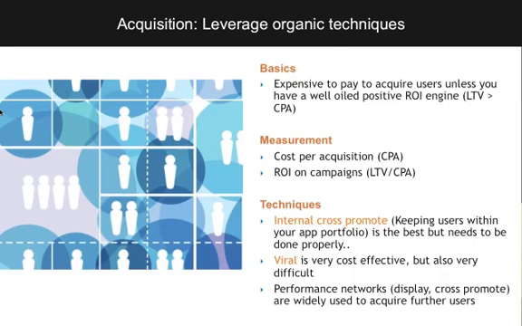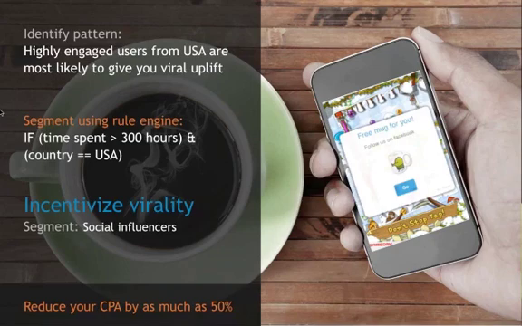One of the use cases I want to go through is this: a lot of our developers are identifying patterns, and a pattern that has been identified is saying, look, my users who are highly engaged are most likely to help me acquire new users, or are most likely to give me a viral uplift. Identifying that pattern, then moving to the next step, we're saying, okay, great, this is a common industry pattern. How do I take advantage of this?